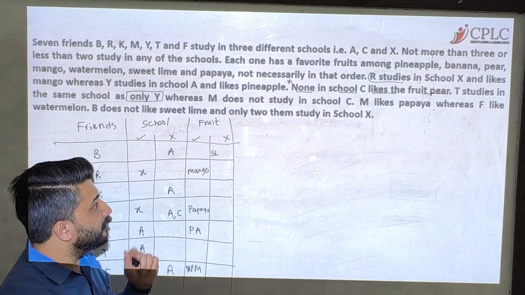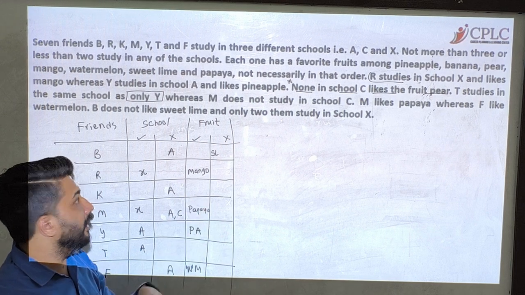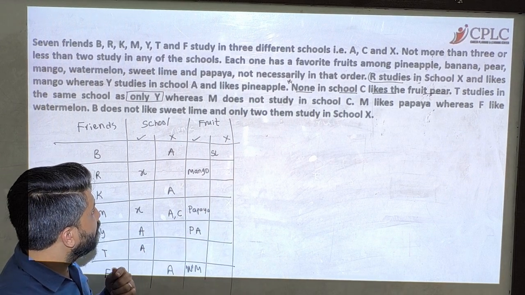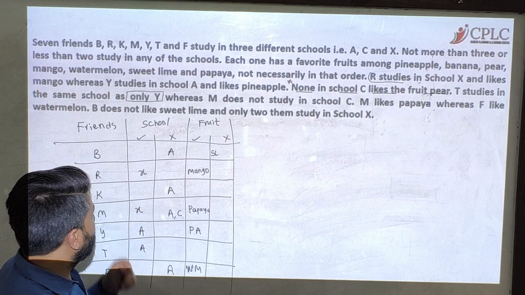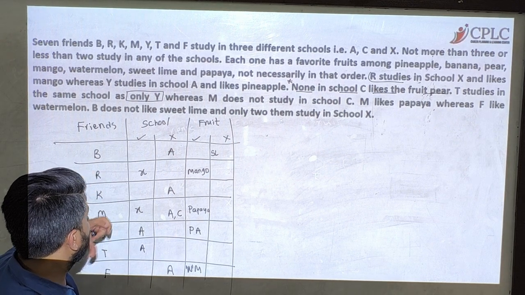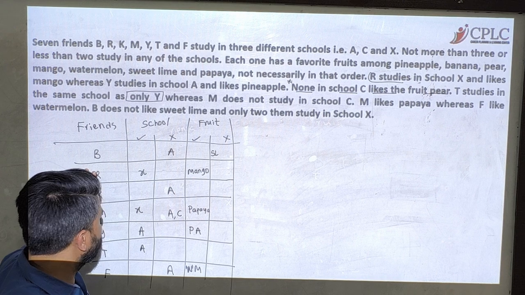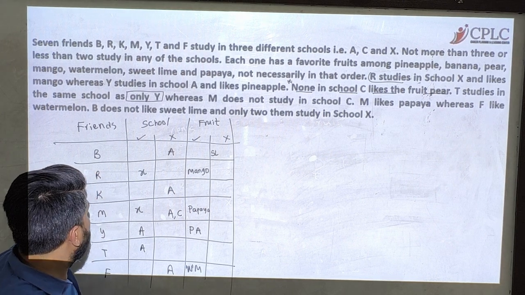And then only 2 of them study in school X. So only 2 people are going in school X. So now if you again look at this data in the table, you have already figured out these 2 people who are going in school X, that is R and M.